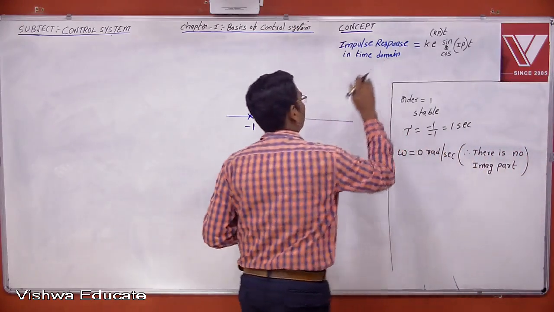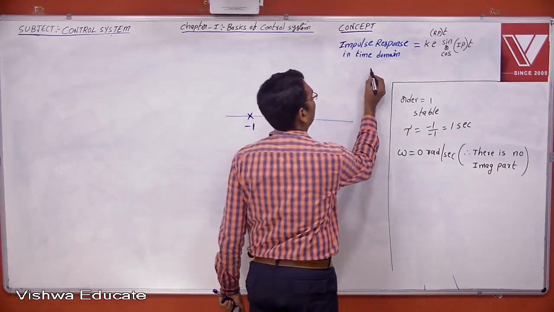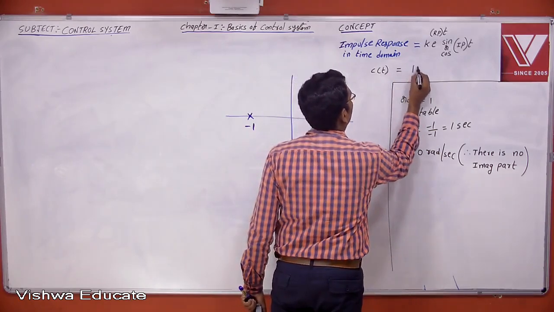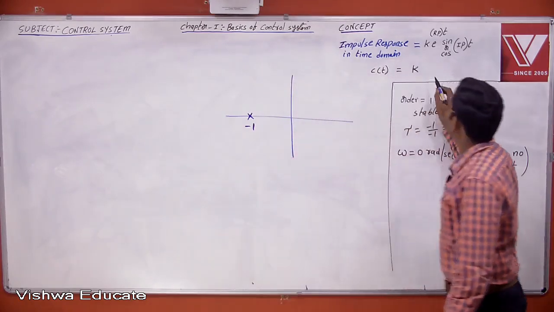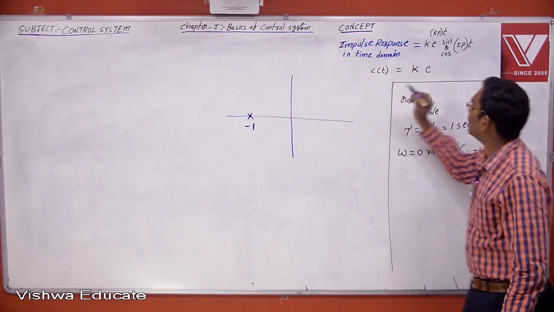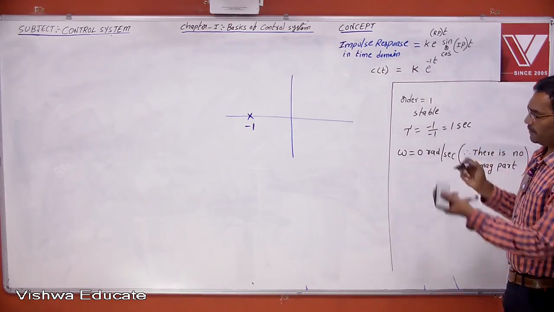Then what is the impulse response in time domain directly? The impulse response in time domain directly is c of t, which is equal to some constant into e power real part. What is the real part? This is the real part, minus 1 into t. No imaginary part.